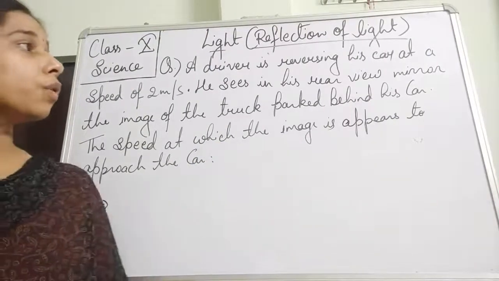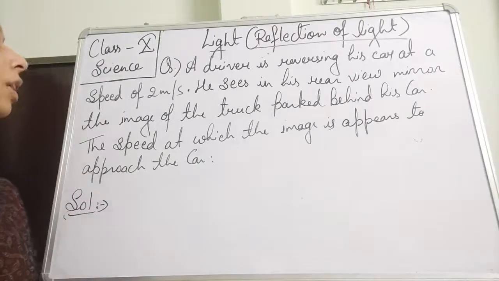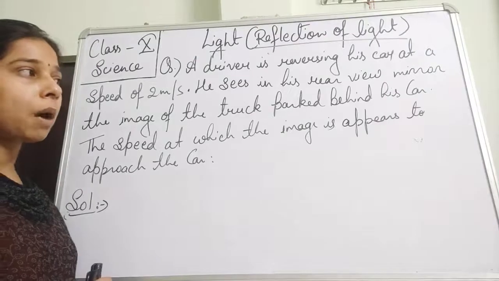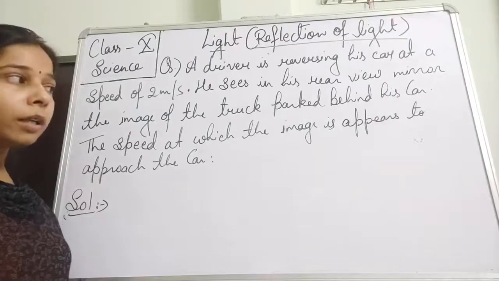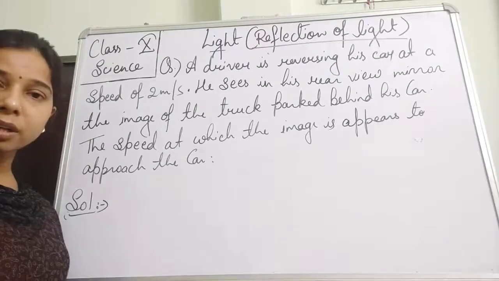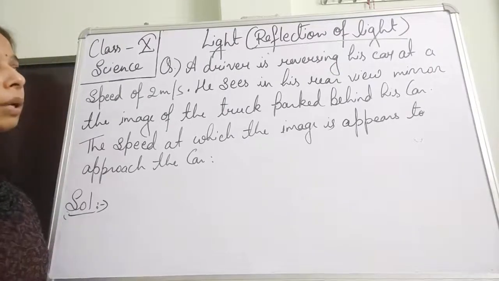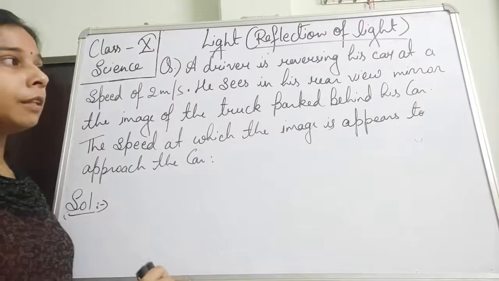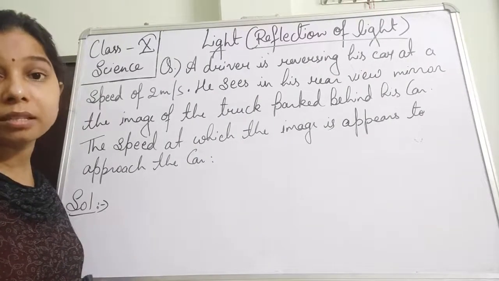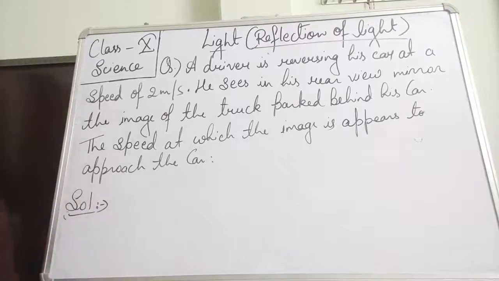So the driver is reversing his car at a speed of 2 meter per second, and he sees in his rear view mirror that a truck is parked behind his car. So at what speed does the image of the truck appear to approach the car, students? Simply you can understand it that here the distance will be the same. We know that in a plane mirror the distance is always the same. So the speed will also be the same.